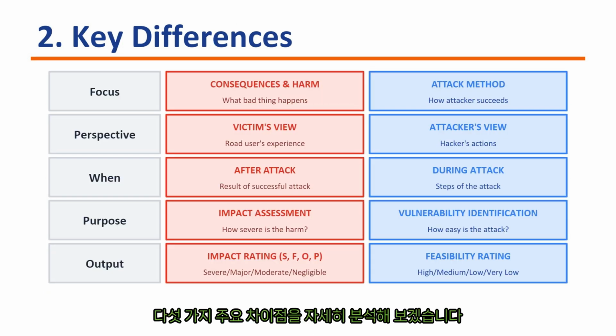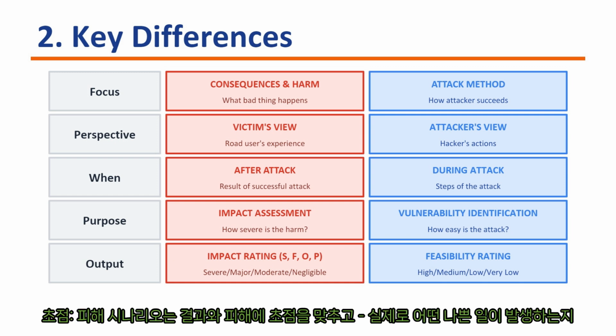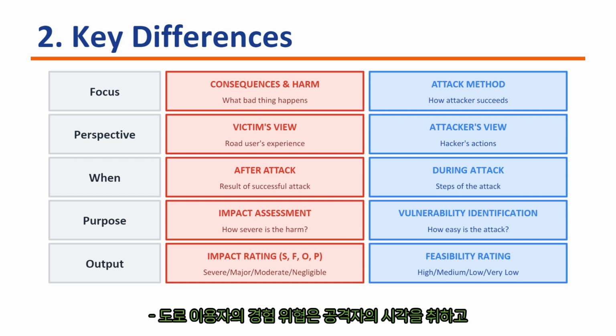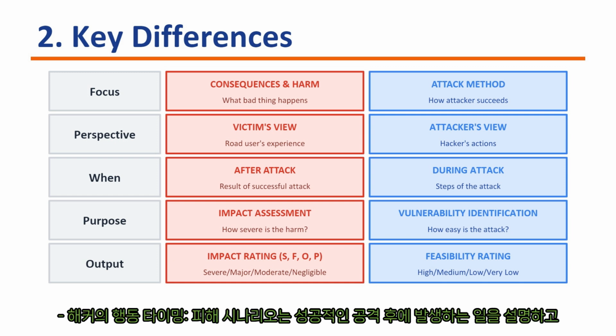Let's break down the 5 key differences in detail. Focus: damage scenarios focus on consequences and harm. What bad thing actually happens? Threat scenarios focus on the attack method, how the attacker succeeds. Perspective: damage takes the victim's view, the road user's experience. Threat takes the attacker's view, the hacker's actions.